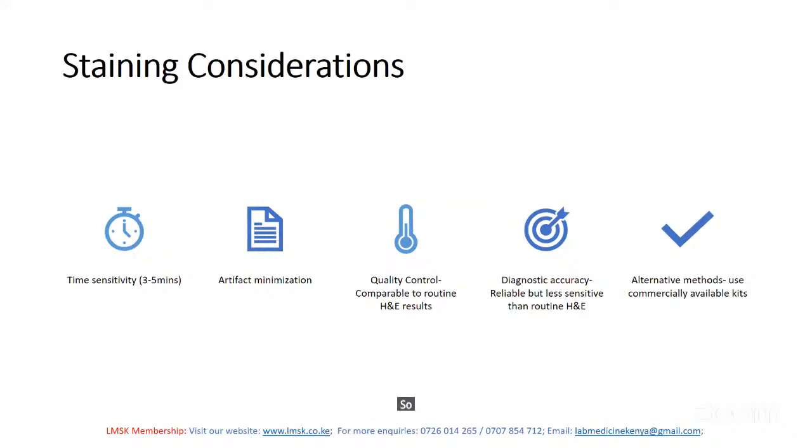So what are some of the considerations you have to consider when you're staining using the rapid H&E? Time sensitivity. The whole procedure should be done within 3 to 5 minutes. So do not overstain the samples.